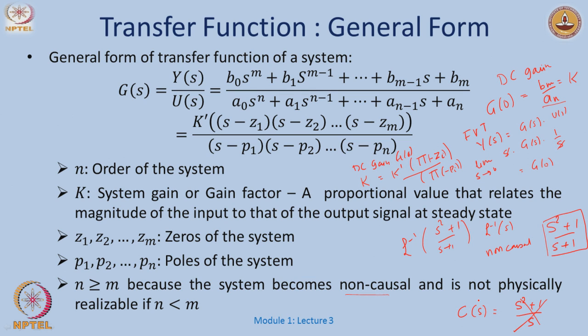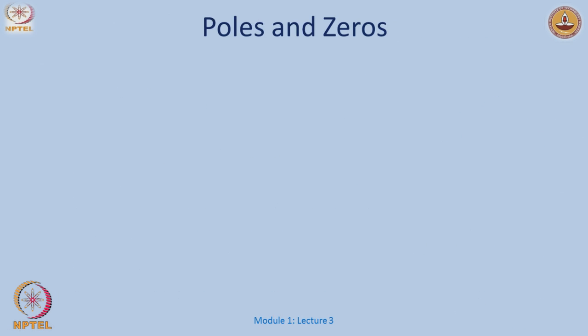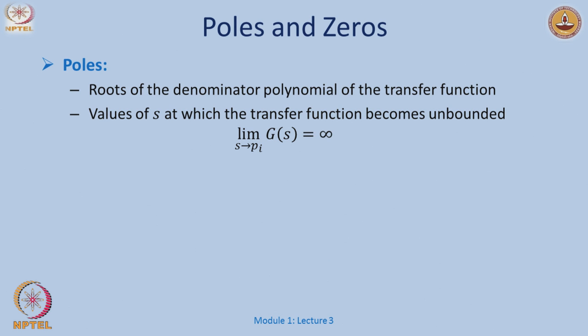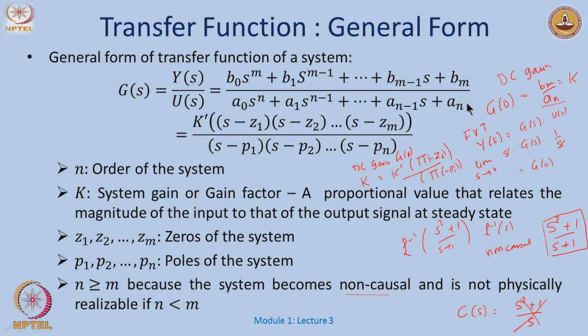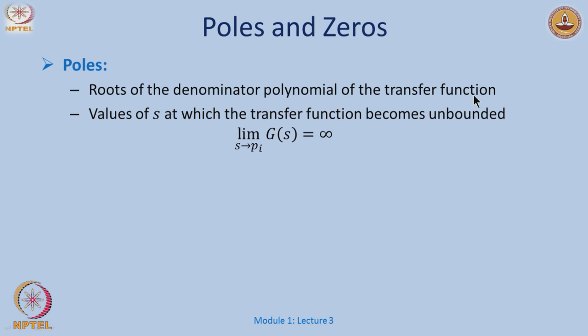We will keep this in mind and recollect it when we do a control design, and we will see how to overcome this problem. Okay, so by definition, what are poles? These are the roots of the denominator polynomial of the transfer function. Take this denominator polynomial and equate it to 0, and it will give me a set of n solutions, and those are the poles of the system.